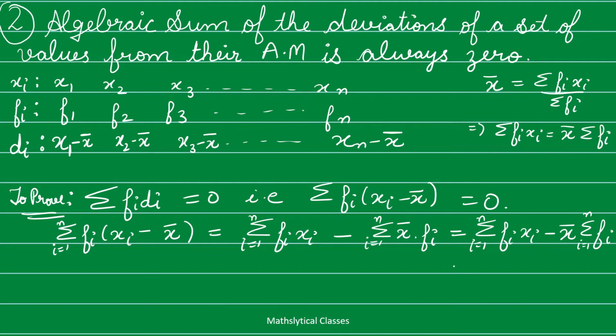Right? So what is this? This is x bar into summation fi minus x bar into summation fi, with i varying from 1 to n. You can see these two terms are the same, so they cancel out and it comes out to be 0. So we have taken the left hand side, which is the sum of deviations, and proved that it is equal to 0. So this proves our second property.